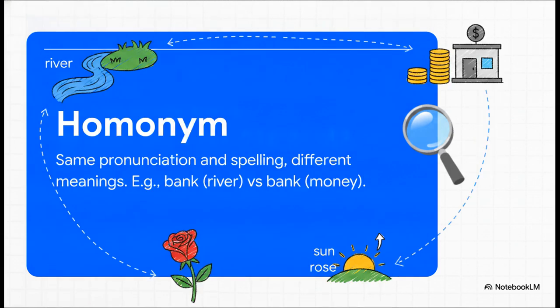And finally, we have homonyms. These guys are basically linguistic double agents. They share both their sound and their exact spelling, yet they're totally unrelated in meaning. For instance, you can sit on a riverbank, or you can deposit money in a financial bank. You can smell a beautiful rose, or you can say that the sun rose this morning. It's the exact same word form doing two completely different jobs.